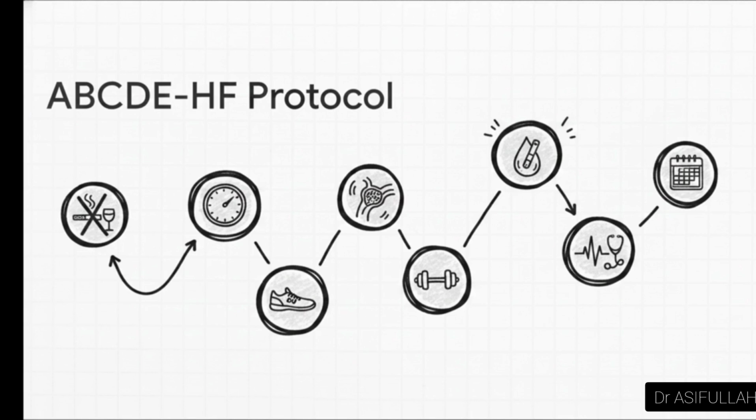A is for avoiding tobacco and alcohol excess. B is for strict blood pressure control. C is for cholesterol and coronary disease management. D is for diabetes control. E is for exercise and a healthy weight. H is for heart rhythm management, and F is for follow-up and guideline-directed therapy. This proves that everyday lifestyle and metabolic targets are just as critical, if not more so in the long run, as the acute interventions we do in the cath lab.